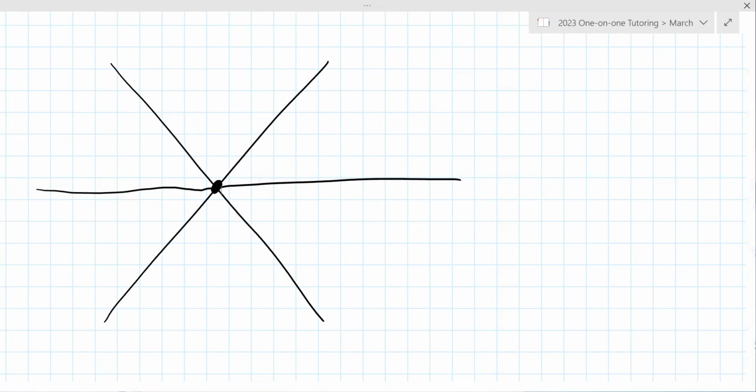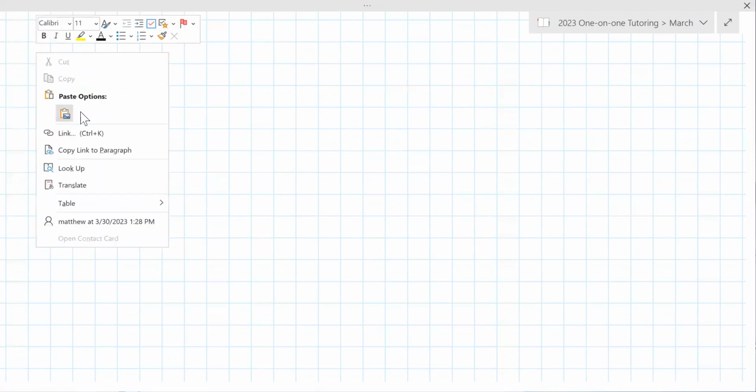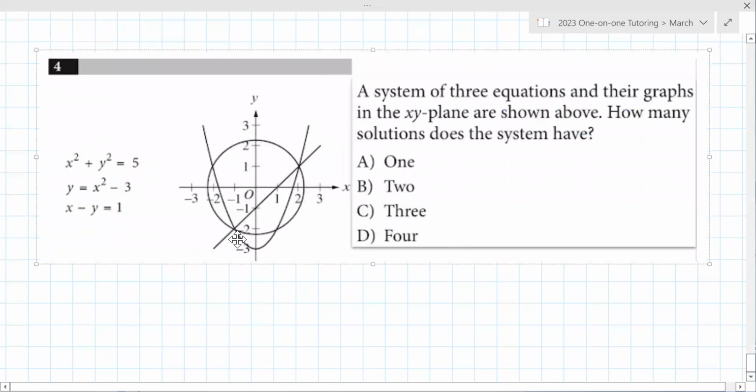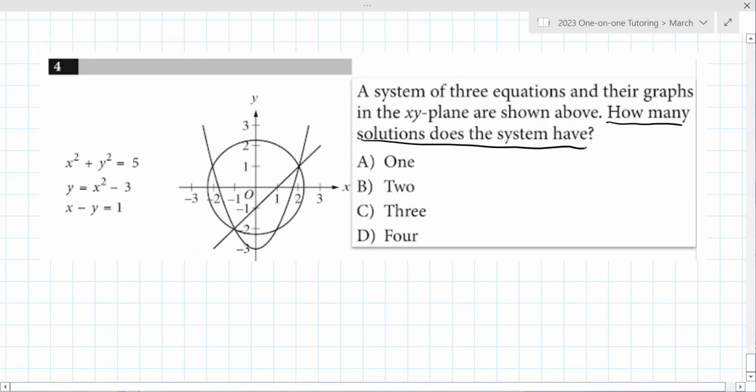All right, so let's take a look at a new problem now. And you are welcome to use the strategy we've talked about, or not use it. Certain problems lend themselves better to another approach. But let's take a look at the following here. A system of 3 equations and their graphs in the XY plane are shown above. How many solutions does the system have? So really, we should start with how many solutions does the system have? What do you say here? I know it's different than what we've looked at.